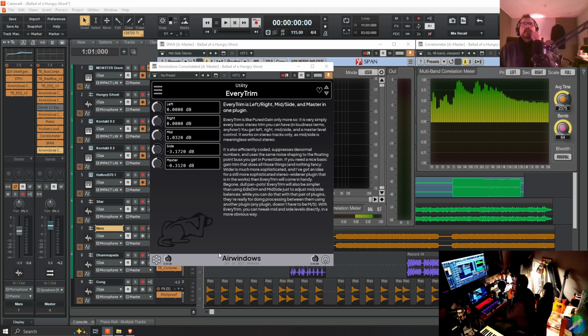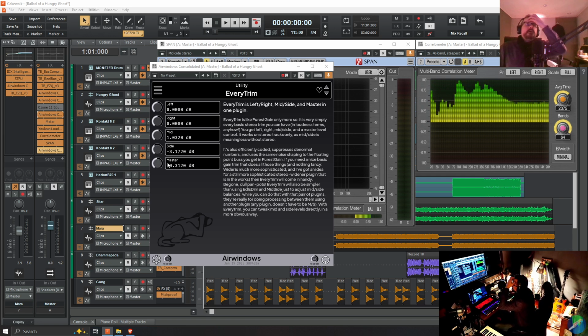So, what is this thing? EveryTrim is left, right, mid, side, and master in one plugin. EveryTrim is like purest gain only, more so. It is very simply every basic stereo trim you can have in loudness terms anyhow. You get left, right, mid, side, and a master level control. It works on stereo tracks only, as mid-side is meaningless without stereo.